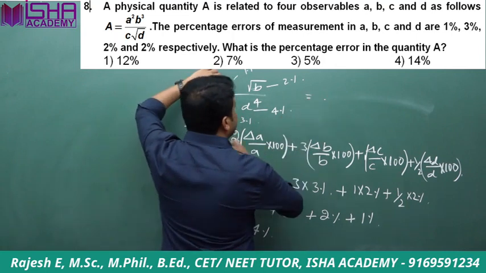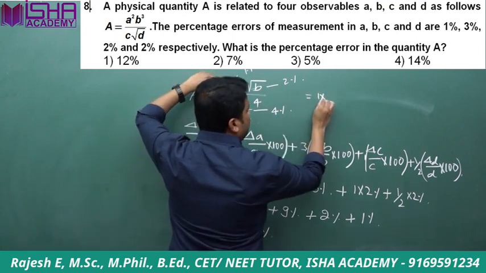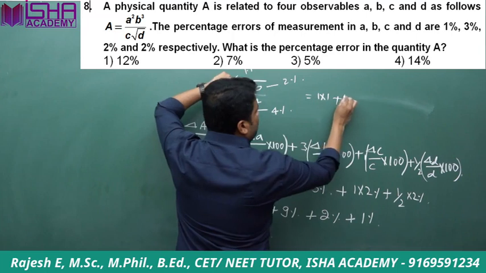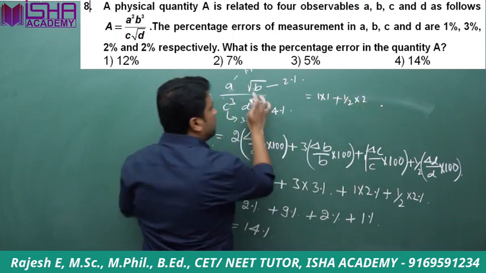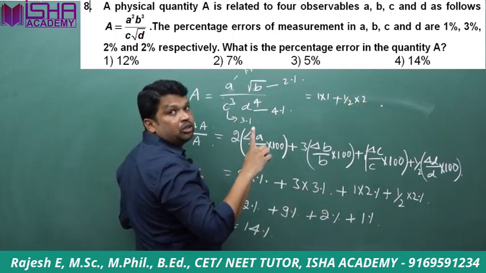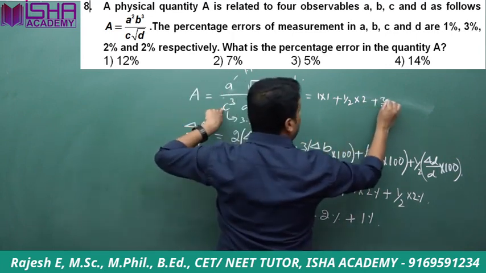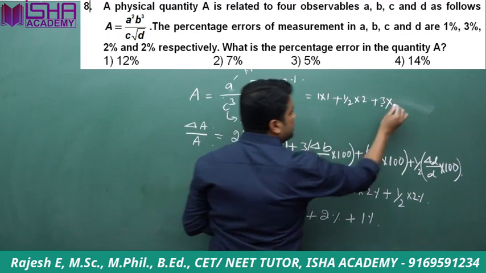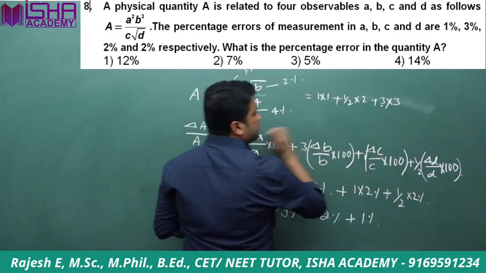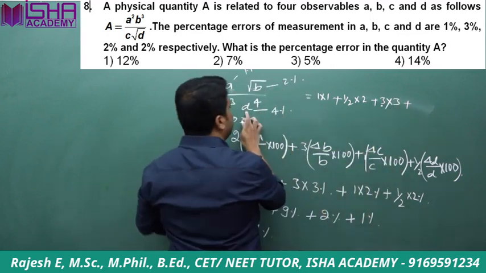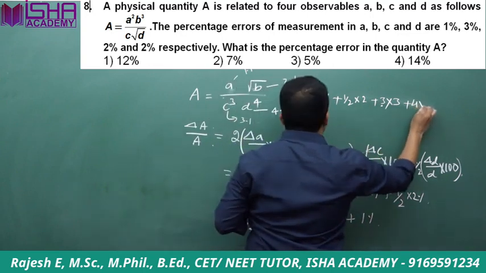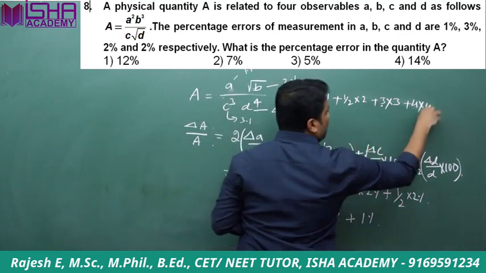See here, this is equal to, error is 1 into 1 plus here this is 1 by 2 into 2, because root B can be written as B to the power 1 by 2, plus this is 3 into, how much is the error? 3%, right? This is plus D power 4 into, how much is this percent? 4. How much is this?